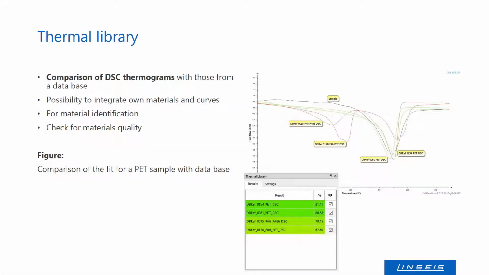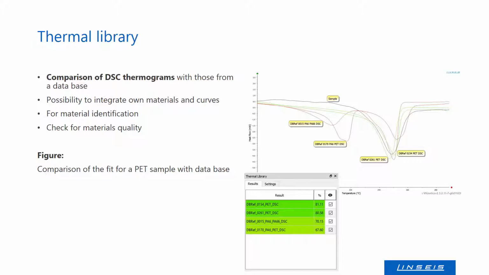Another software feature is the thermal library. It allows the comparison of measured DSC thermograms with those from a database. There's also the possibility to integrate your own materials and curves into this database. This can help to identify materials and check for their quality.